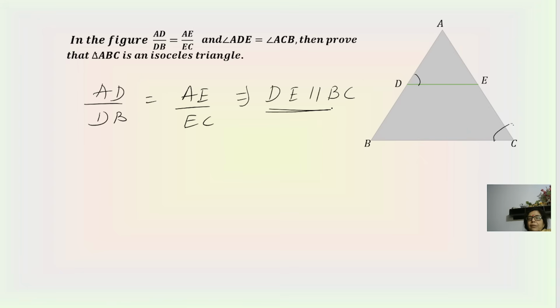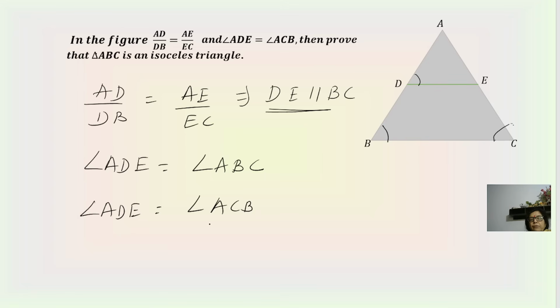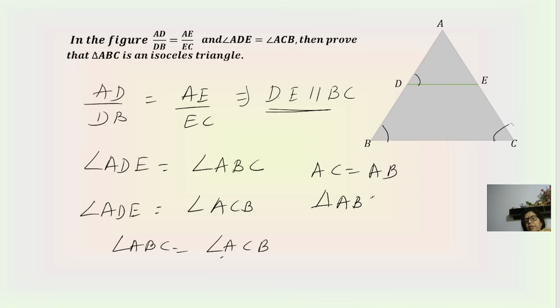So if we get DE is parallel to BC, then we can say that angle ADE is equal to angle ABC. Why? Because they are corresponding angles. These two lines are parallel. But we are already given that angle ADE is equal to angle ACB. So from these two relations we get angle ABC is equal to angle ACB. So this means that if the base angles are equal, the sides subtending the equal angles are equal. So we get AC is equal to AB. Therefore, triangle ABC is an isosceles triangle.